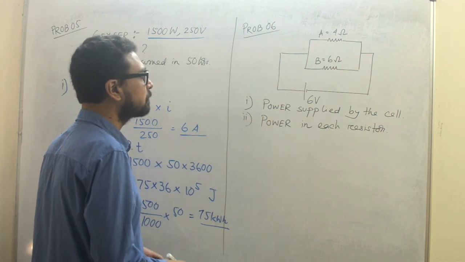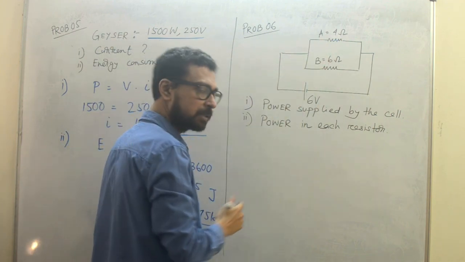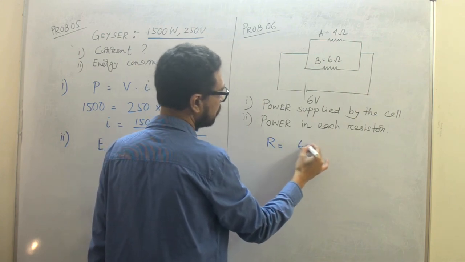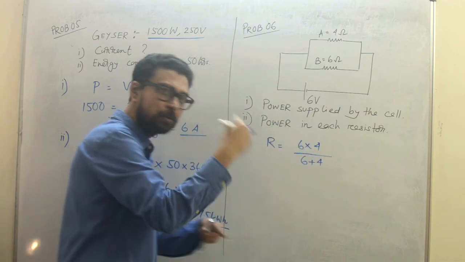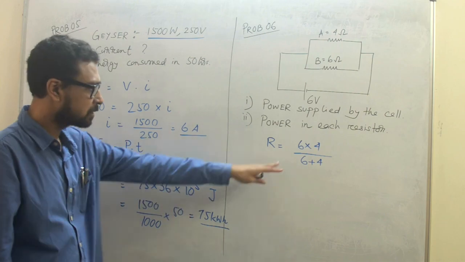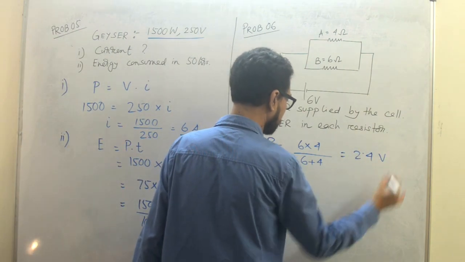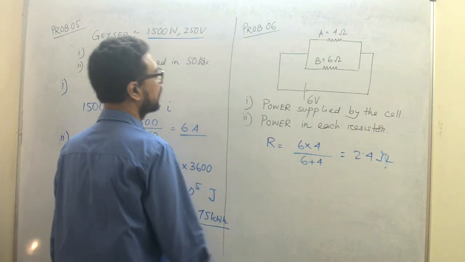So eventually we have to know what is the current, and for that we have to find the effective resistance. Effective resistance is 6 into 4 divided by 6 plus 4. If you just do 1 by R1 plus 1 by R2 in the reciprocal form for two resistances, this is the expression we usually get, which is 2.4 ohm.